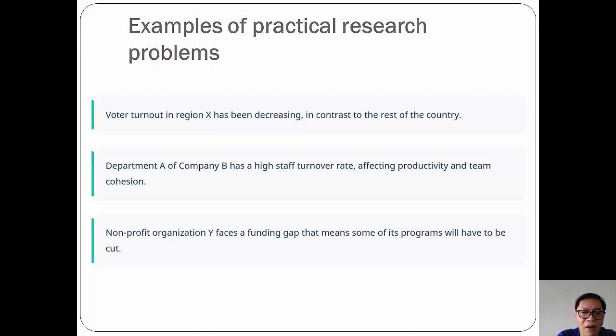Non-profit organization Y faces a funding gap. That means some of its programs will have to be cut. So, for example, a practical research problem.